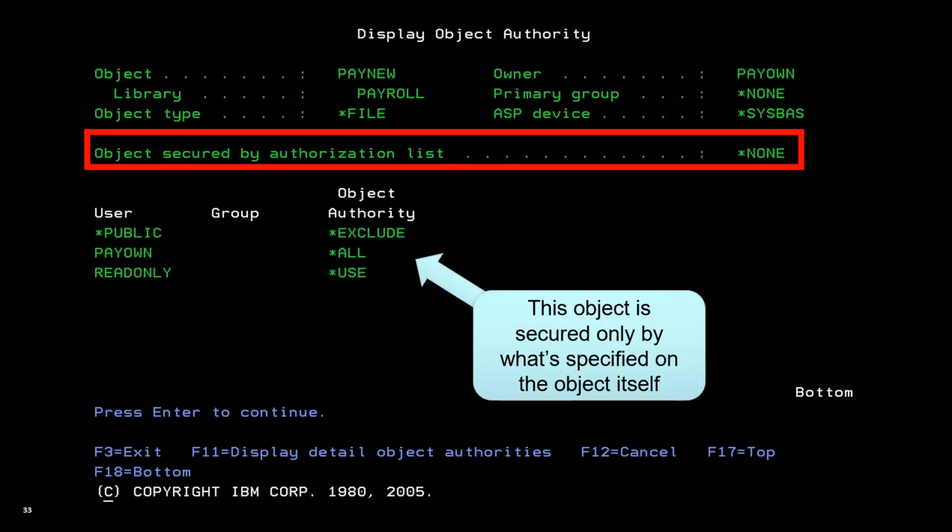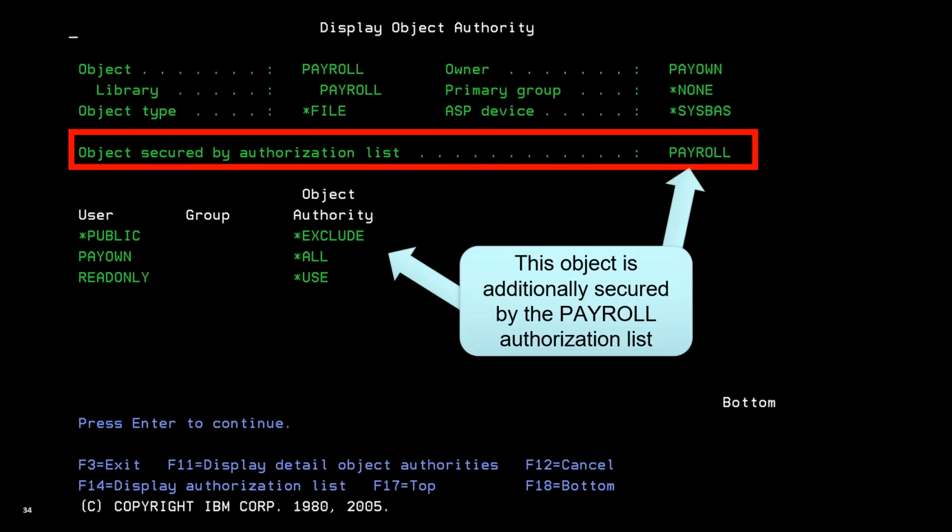Here's an example of an object that is not secured by an authorization list, which means that the public exclude and the two private authorities that you see here, being pointed at from the blue arrow, are the only permissions that are coming into play. If we attach an authorization list, instead of being none here, we have the name of an authorization list called payroll. The option is now that we have not only the public and private permissions you see, but the operating system will also verify if there is an authorization list entry that applies to that user.